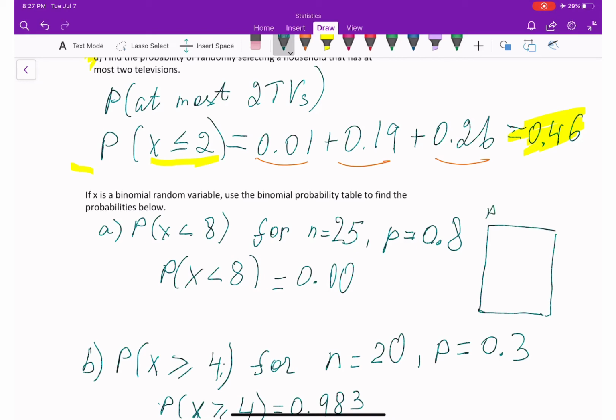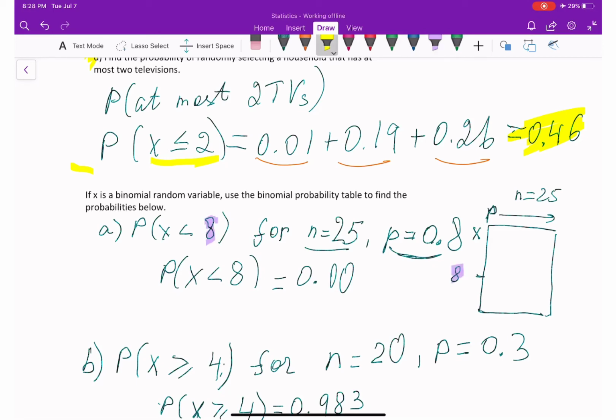On the top, horizontally, you have probabilities: 0.1, 0.2, and so on. Vertically down, it's going to be your axis for x. For n equal 25, because you have several pages for n equal 20, n equal 25, and n equal 15, you choose the one that is 25. And you find x equal 8. Here, let's say this is your 8, x equal 8.